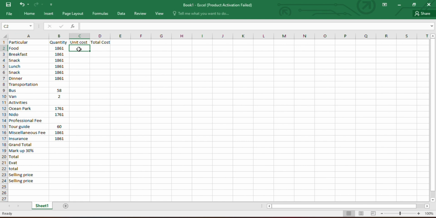And for our unit cost, we're going to put 135. Next for the snack is 180. Next is 350 for snacks. And again for lunch is 180. And the dinner is 450.